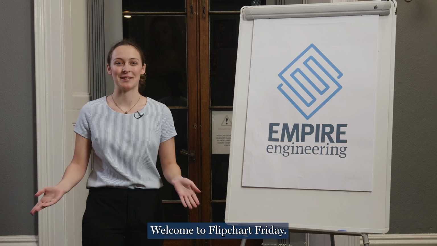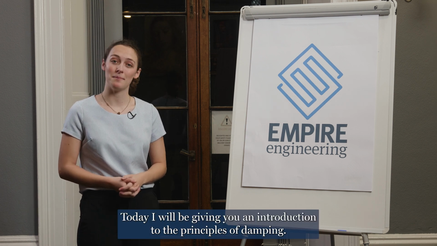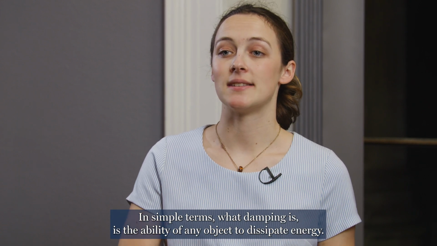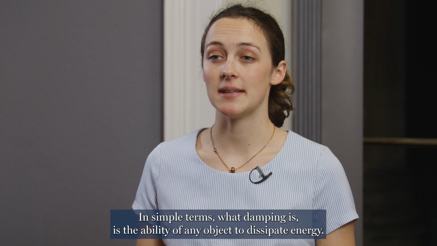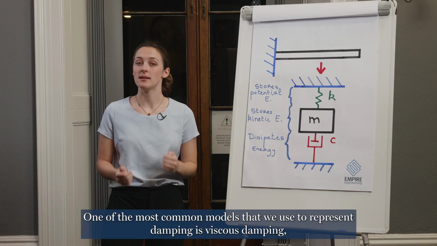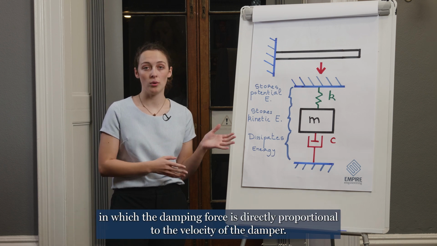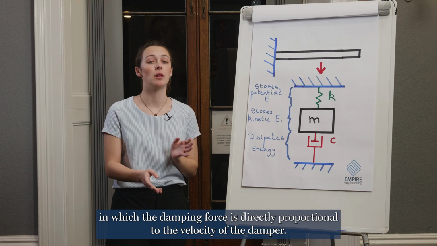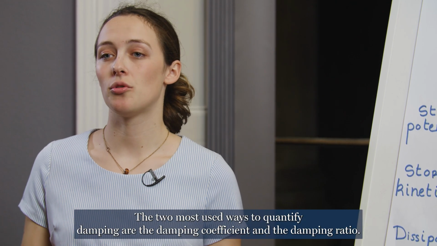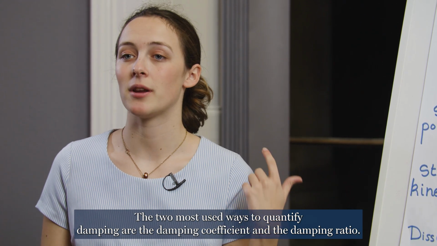Welcome to Flipchart Friday. Today, I will be giving you an introduction to the principles of damping. In simple terms, damping is the ability of any object to dissipate energy. One of the most common models that we use to represent damping is viscous damping, in which the damping force is directly proportional to the velocity of the damper. The two most used ways to quantify damping are the damping coefficient and the damping ratio.